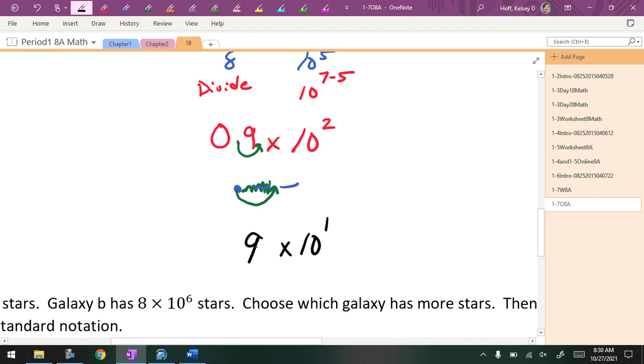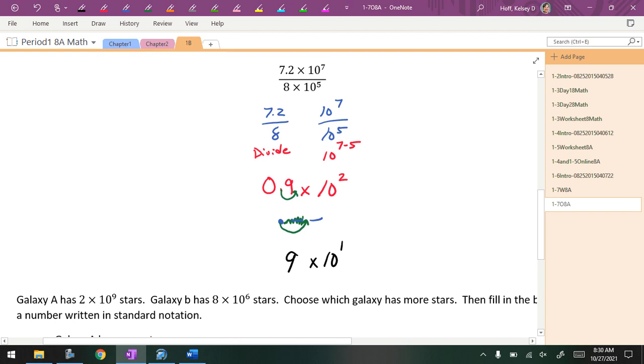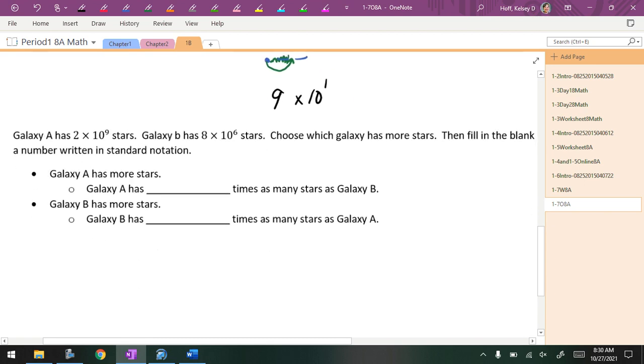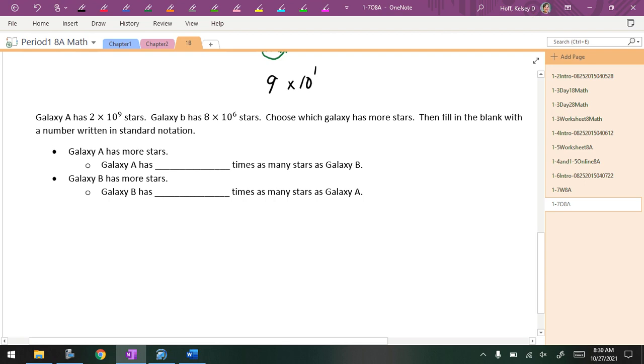That is everything you did yesterday, right? What? The second one, 7.2 times 10 to the 7th. You multiplied. You got to divide. Okay? The last thing that's different today, and it's not anything that's wrong, okay?